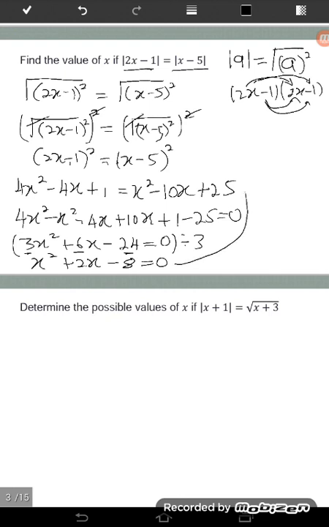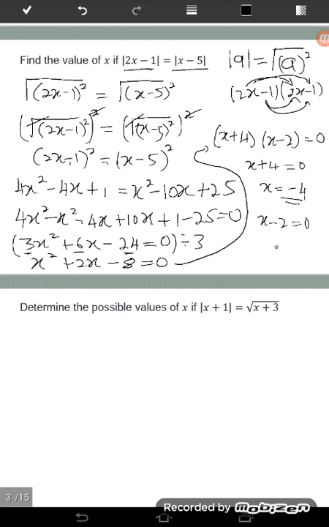Okay, and then factorize. Okay, so factorize, you will have x plus 4 times by x minus 2, which is equal to 0. Okay, so next selesaikan. So you will have x plus 4 equal to 0. So x equal to negative 4, and another one x minus 2 equal to 0. So x is equal to 2.